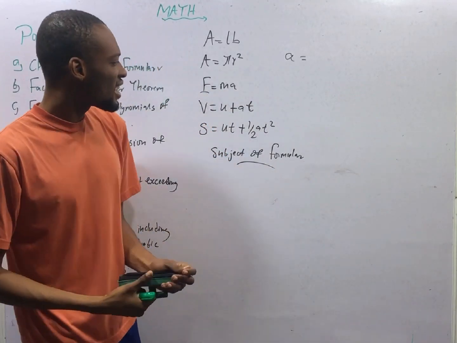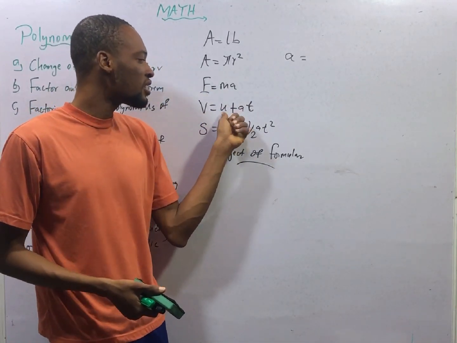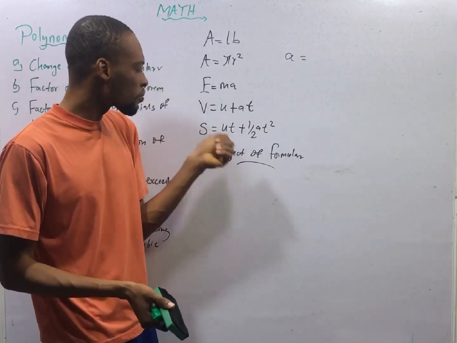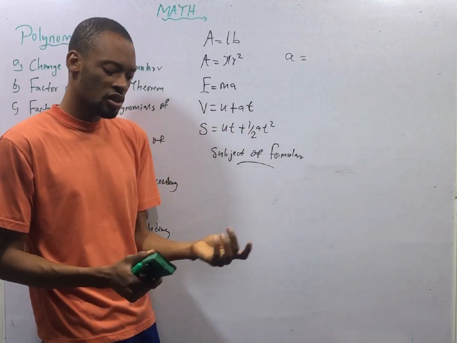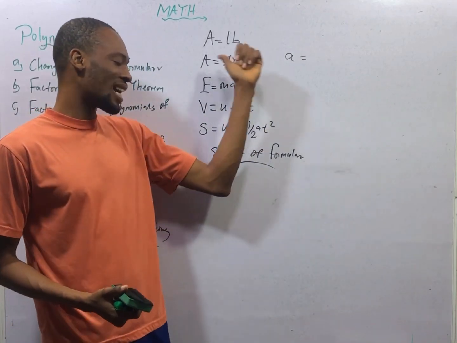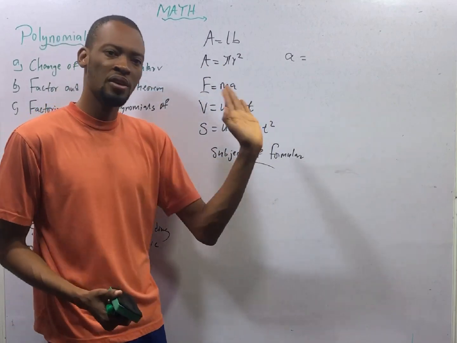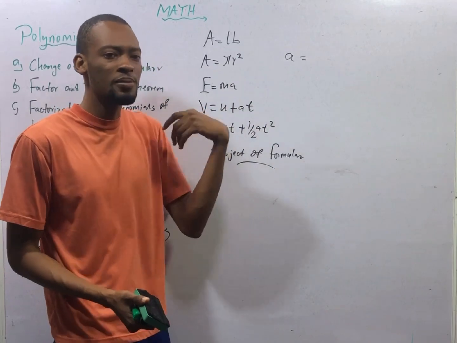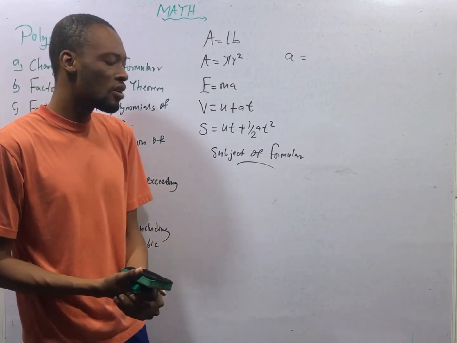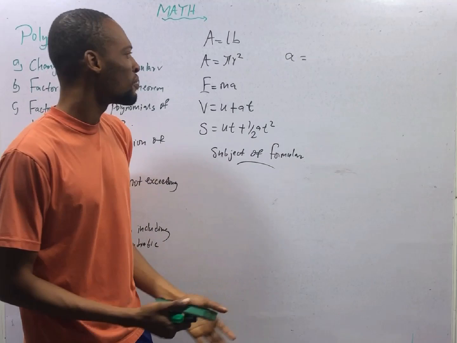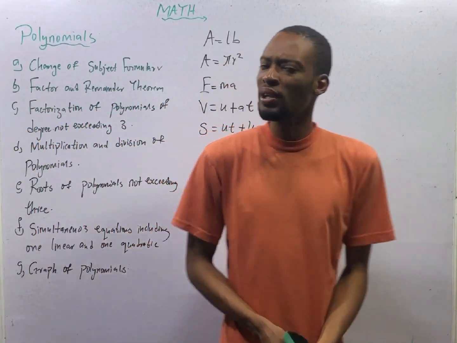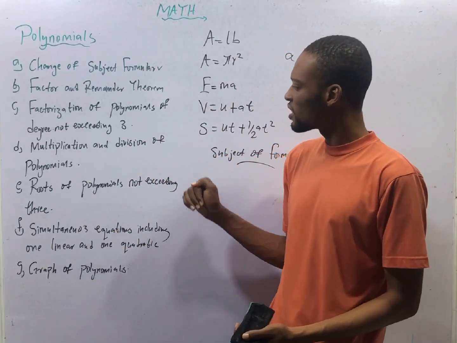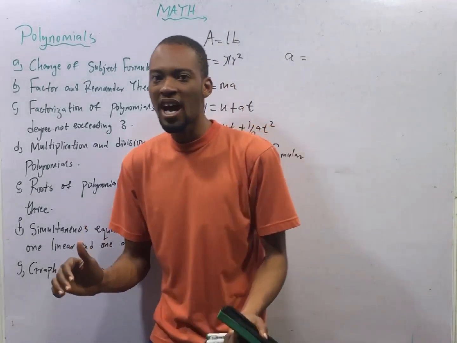If here I say, okay, this is final velocity, this is initial velocity, this is acceleration, and this is time, and I say find initial velocity, we definitely have to bring initial velocity out so that it will be equal to every other thing. So initially, this isn't the subject. Making it the subject meaning you are changing the subject of formula. In JAM mathematics, you'll be given a lot of formulas, a lot of equations, and asked to change the subject formula. How do you do that?